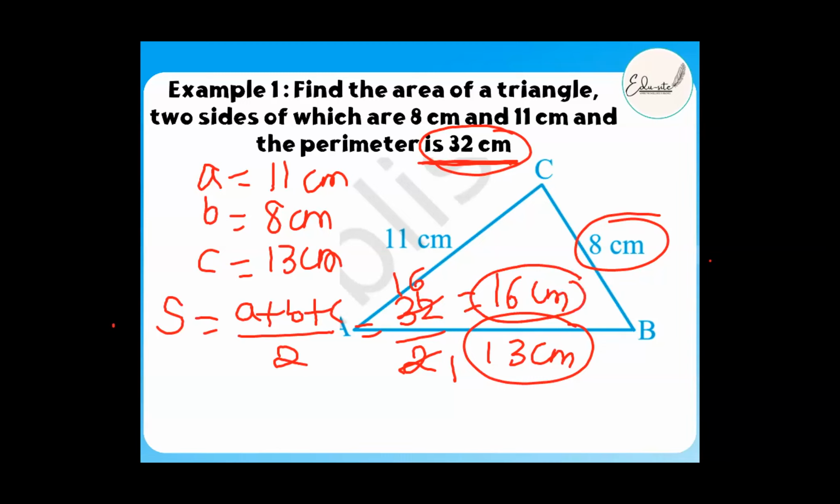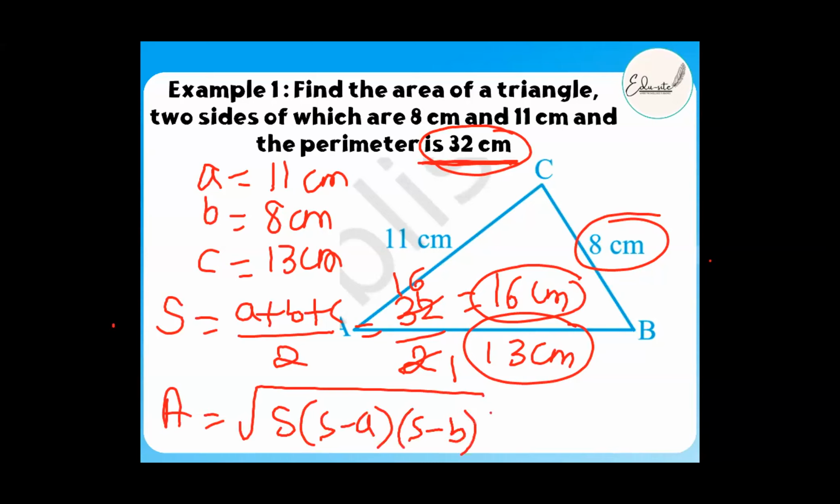Now you just write the formula. Please tell the formula. Whole root of S into (S minus a) into (S minus b) into (S minus c). Please repeat, beta. Yes, is it right? Yes. Now please apply it and tell me how you are going to start. What is S now? 16.